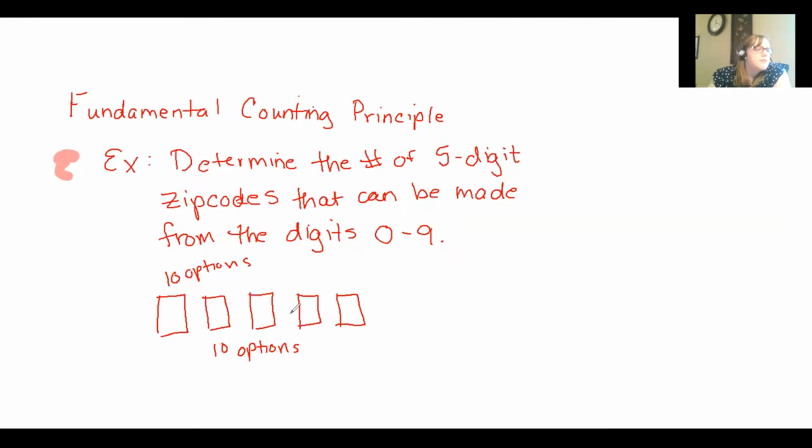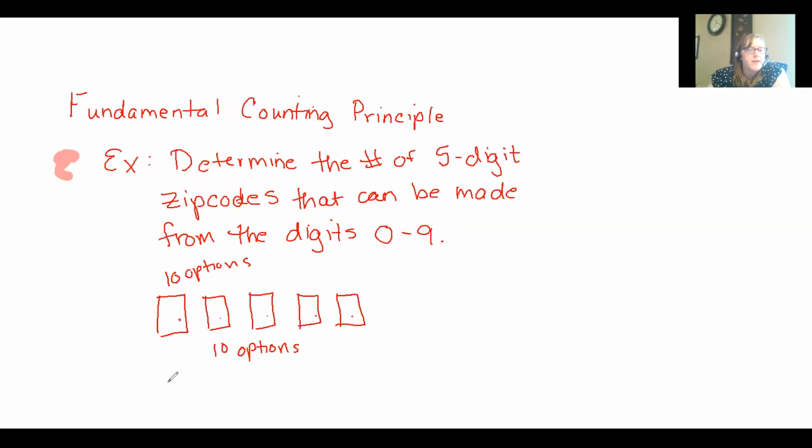So in this situation, like in our definition where it says there are n stages, these are our n stages, there are 5 of them, and then each stage has k outcomes. So this has 10 possible outcomes, 10 more possible outcomes, 10 more possible outcomes. And the reason this works is because we can repeat. If we couldn't repeat, then we'd have to use something else, which is what we'll cover in 4.4. But since we can repeat the numbers, it's all good. There are 10 options for every single one.